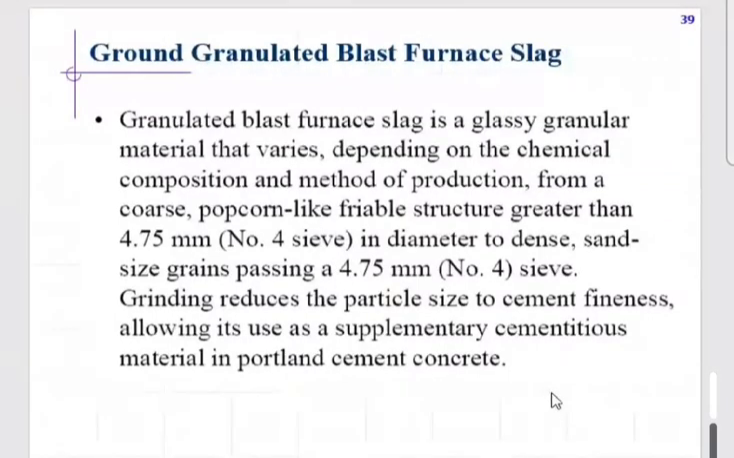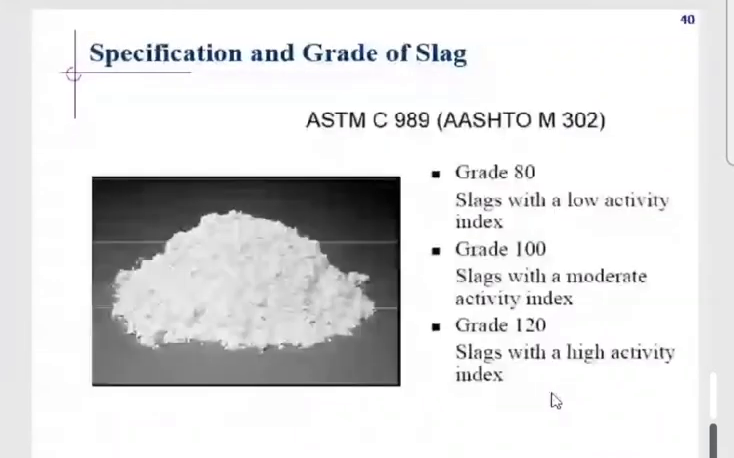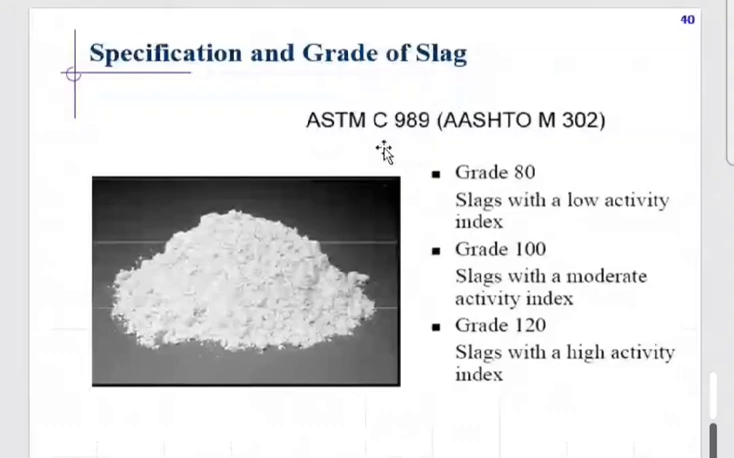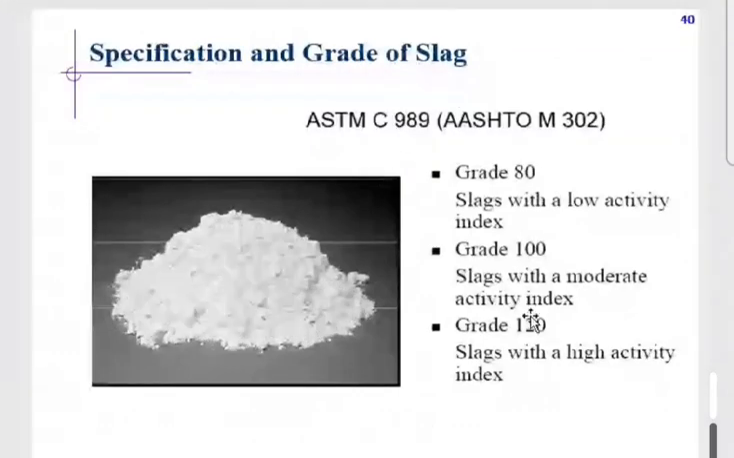Normally, we get it about 4.75 millimeter in diameter to dense. Then we grind it to the fineness of cement. ASTM C989 is the standard which discusses it. We have 3 grades: grade 80, grade 100, and grade 120.